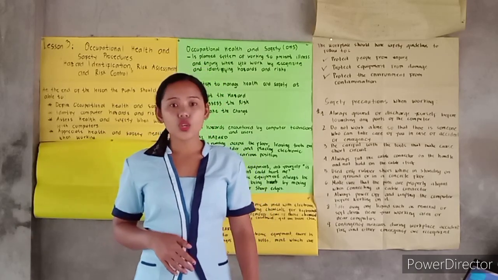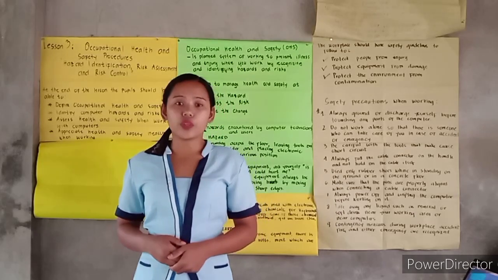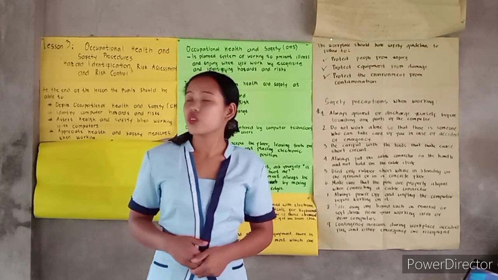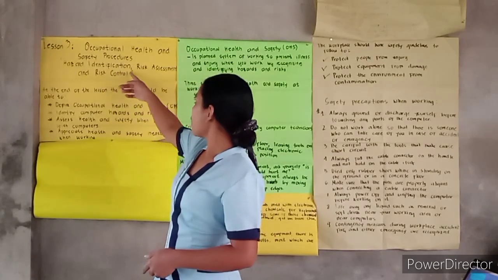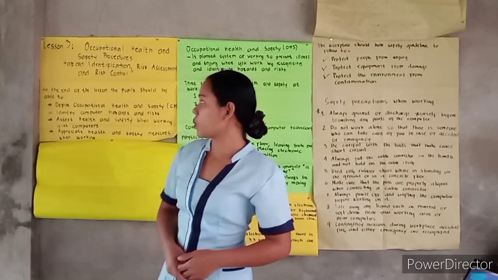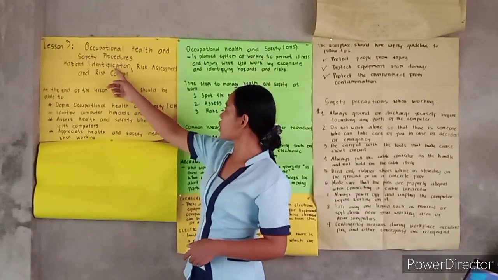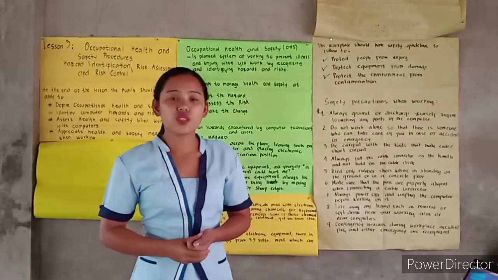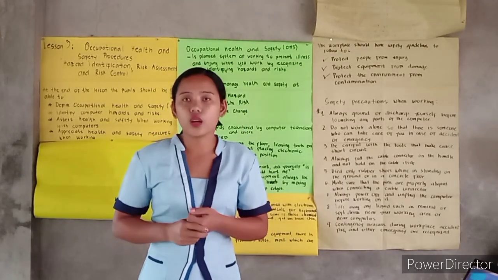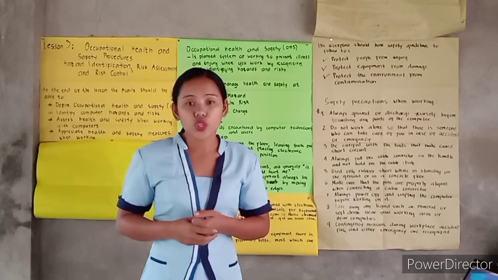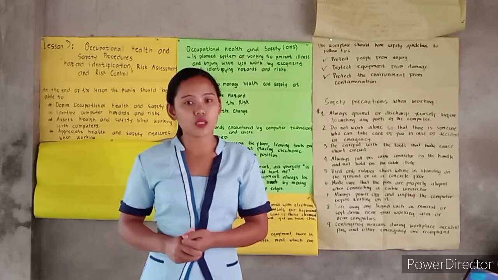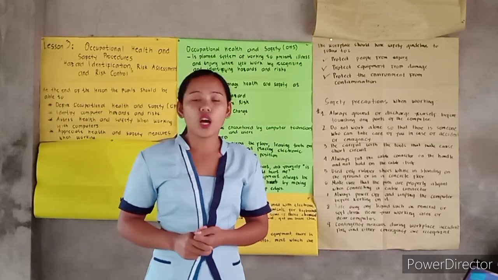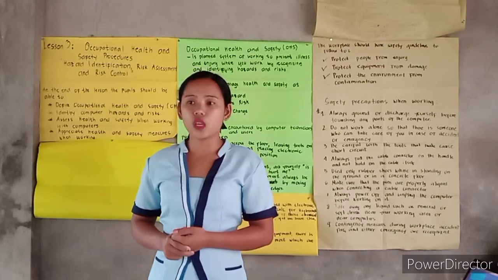Okay, so we will continue our discussion, which is our lesson 3, occupational health and safety procedures. We will include hazard identification, risk assessment, and risk control. This is the preparation for our next topic, which is assembling and disassembling a computer. But before we proceed, we will have our review first.